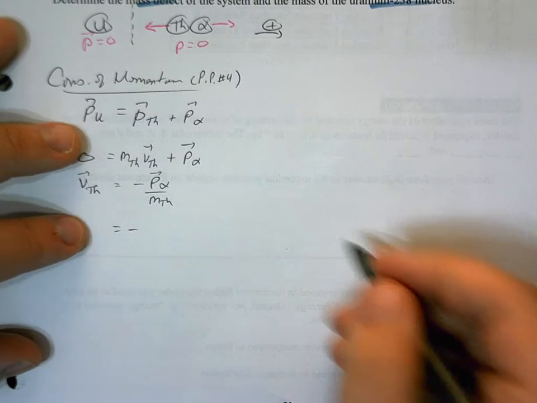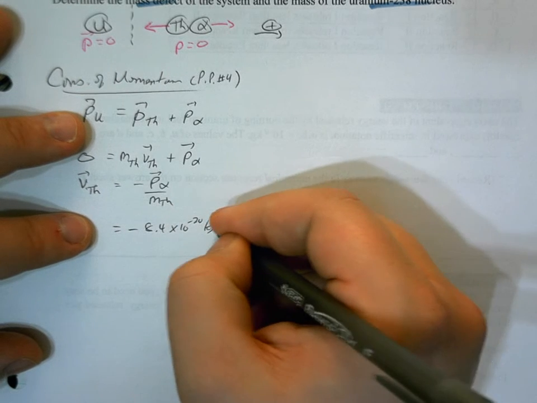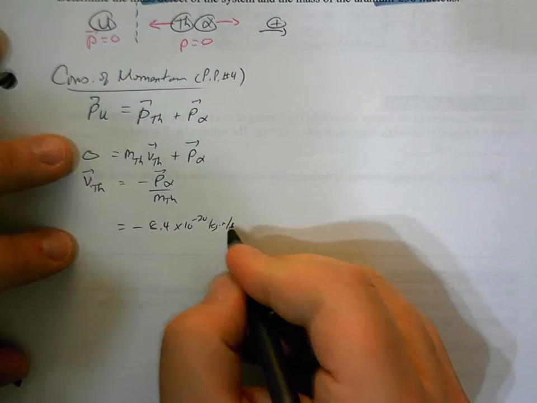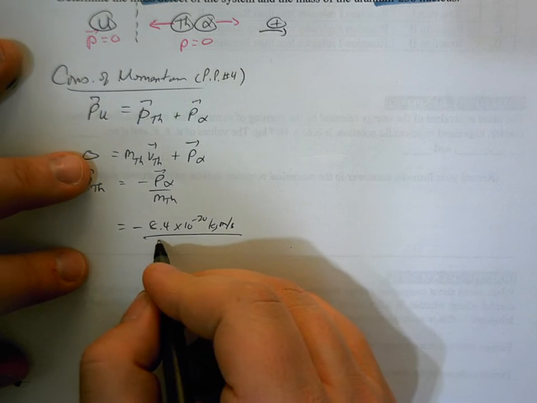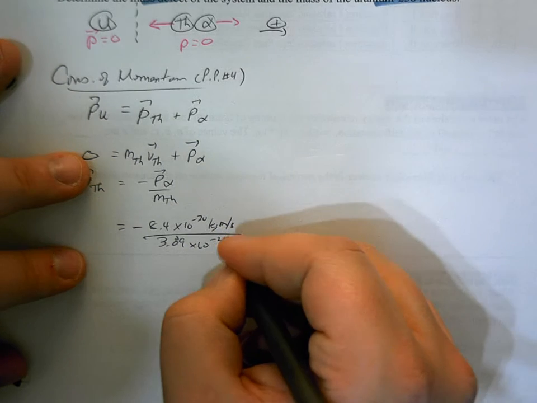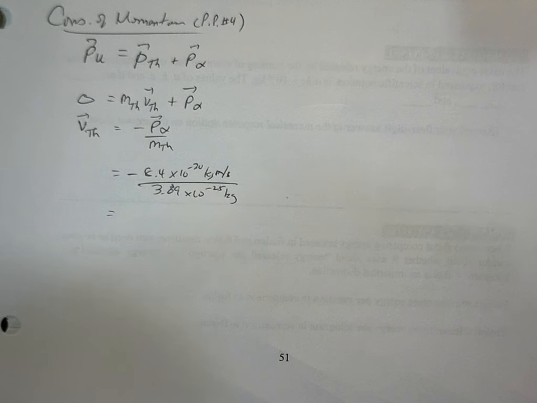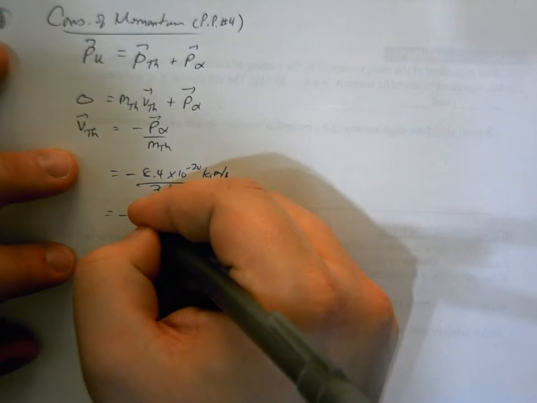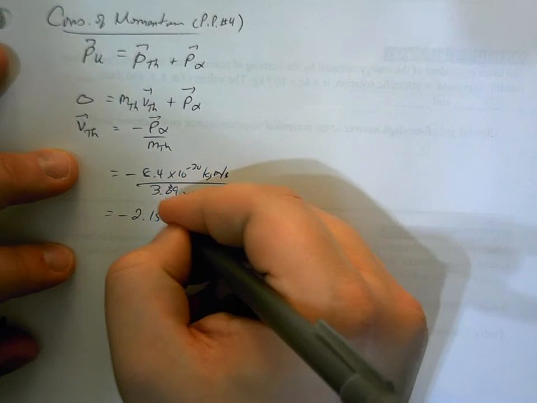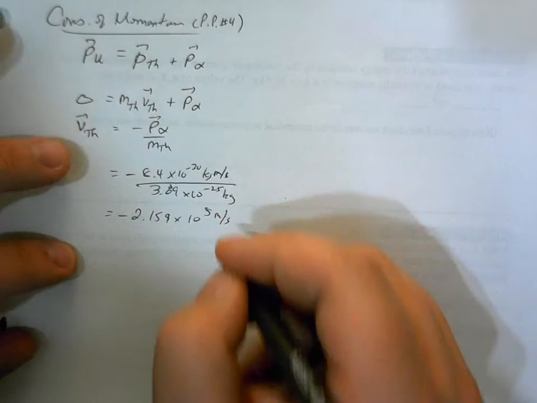So we are told the momentum of the alpha particle, it's 8.4 times 10 to the minus 20 kilogram meters per second. And then we're going to divide that by the mass of the thorium particle, which has also been provided. So we have this divided by this. What we're getting here is about negative 2.159 times 10 to the 5 meters per second.